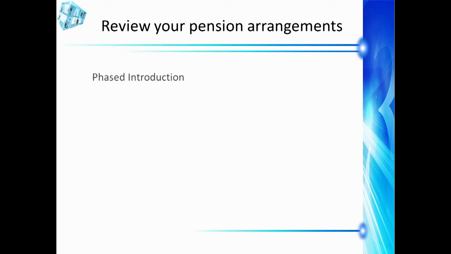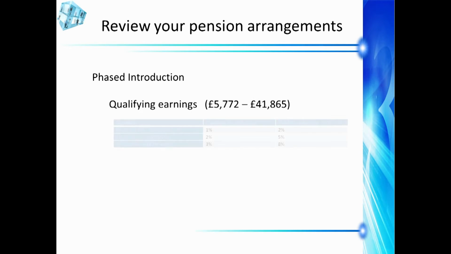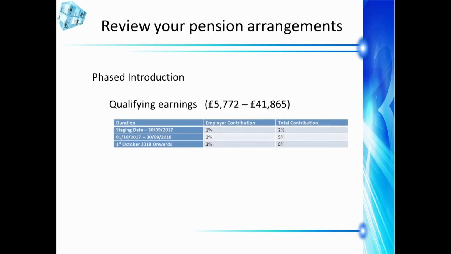However, these percentages are not introduced at your staging date. They're actually being phased in. So based on qualifying earnings, from whatever your staging date is up until the end of September 17, the contribution level will be 1% employer, 1% employee. From the beginning of October 17 to the end of September 18, it rises to 2% employer, 3% employee. And from October 18 onwards, it's 3 and 5%.